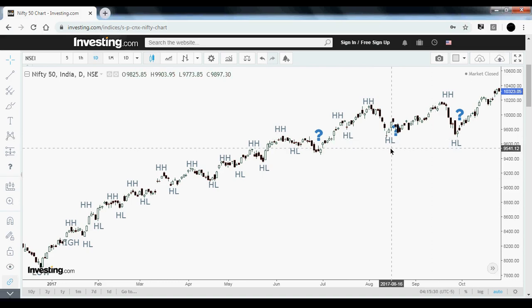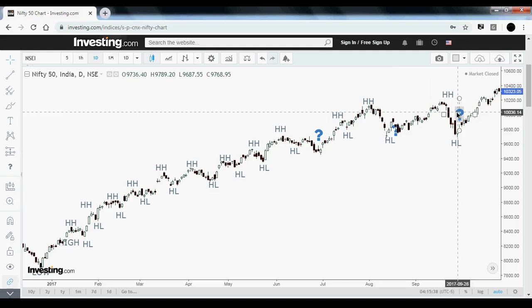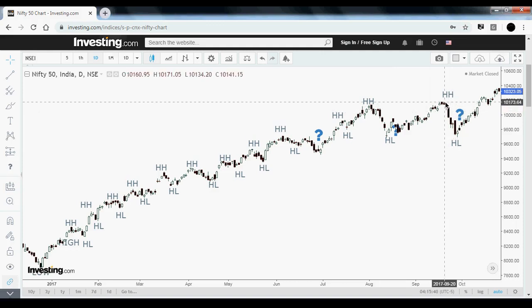So the textbook definition is, as long as a stock is making higher highs and higher lows, it is said to be in an uptrend. So here again, question mark. Why? Because this high has surpassed the previous one, but only by a little bit, and again this low is also at the previous low. So this is kind of a double bottom and double top. Still we can say the trend is intact, because there is no counter trend move.